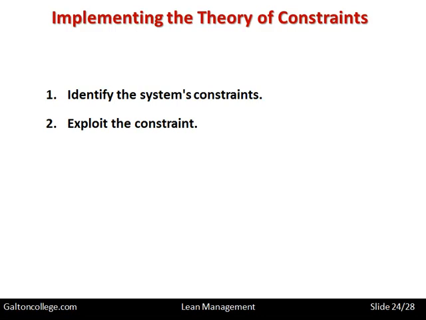Exploit the constraint if possible. If the constraint is a major issue in the production process, then exploit it in the sense of focusing in on it, concentrating on it, and putting whatever slack resources there are in the system into ameliorating the constraint, reducing the constraint. So exploit the constraint in the sense of look at its requirements and bring management resources to bear on the constraint to try and alleviate it.